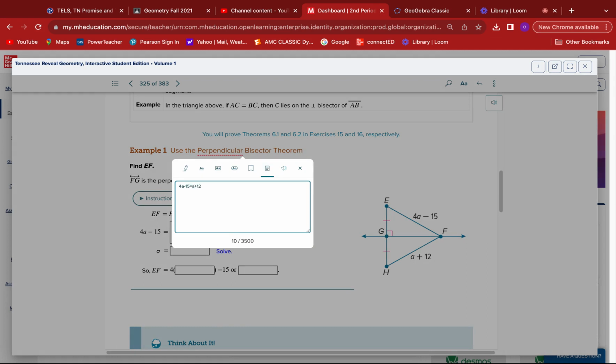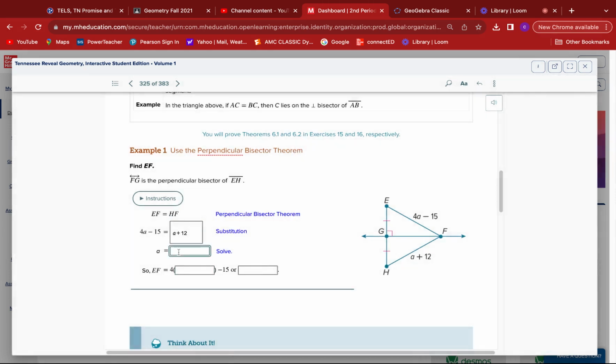All right, so listen, I'm going to subtract A to the other side. So 4A minus A is 3A. Bring down my minus 15 and equals 12. Now I'm going to add 15 to the other side, so plus 15 to the 12. So that's going to be 3A equals 27, because 12 plus 15 is 27. And the opposite of multiplying by 3 is to divide by 3. So 27 divided by 3, that's going to be 9. So A is going to be 9, visual people.